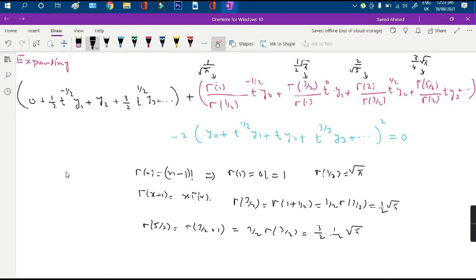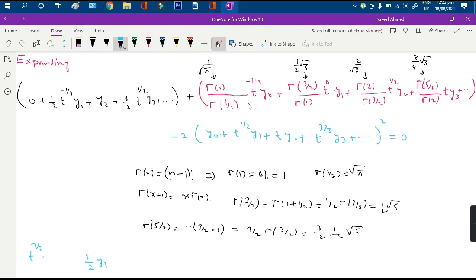Okay, now first I will collect the power of t starting from negative 1 by 2. Which terms have t to the negative 1 by 2? In the first expansion we have 1 by 2 y1, so it is 1 by 2. To make it more clear I will use the same color. So in the first term I get 1 by 2 and y1.